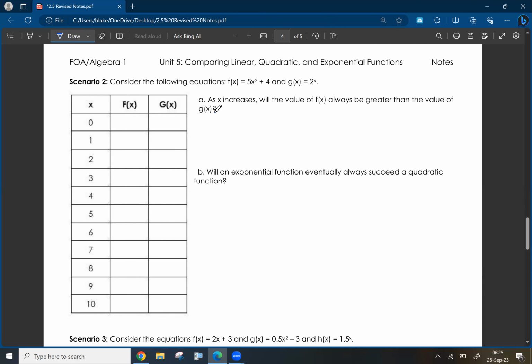So we're going to do the f of x. So 5x squared plus 4. So we're going to plug in 0. So that would be 5 times 0 squared plus 4. And if we plug in 0, this would come out to 4. If we plug in 1, let's see, 5 times 1 squared plus 4, that would be 5 plus 4, which is 9.